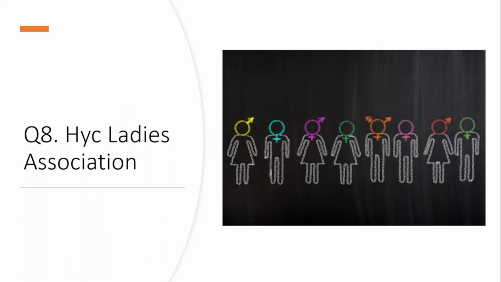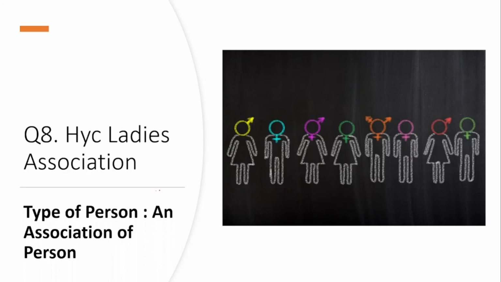Next, question number 8. HYC Ladies Association. Please put your answer in the comment box. Okay, let us see the answer. It's an association of persons. The question itself gives the answer, association. So what does association mean? Where a group of people join for a common cause. Similarly, this is an association of persons. So HYC Ladies Association is an association of persons.